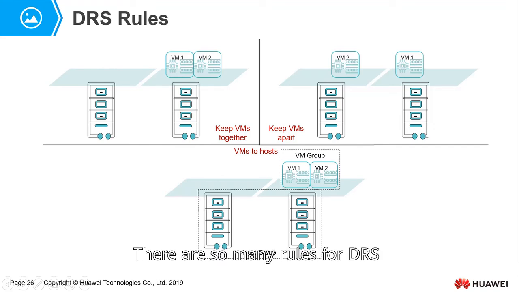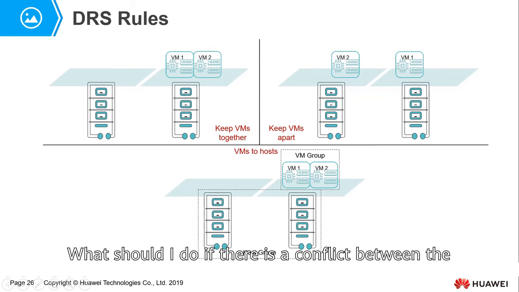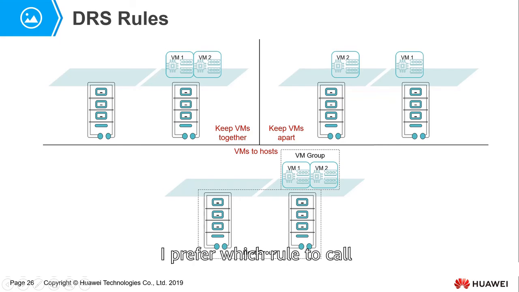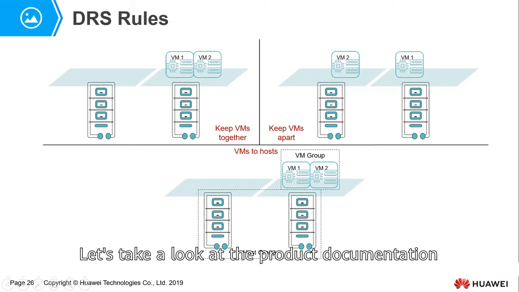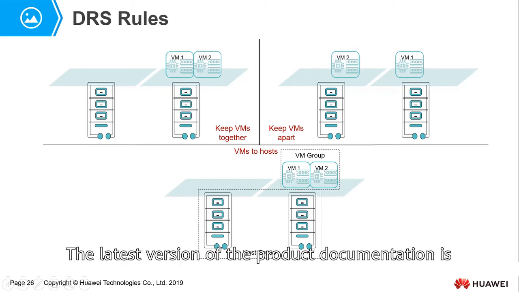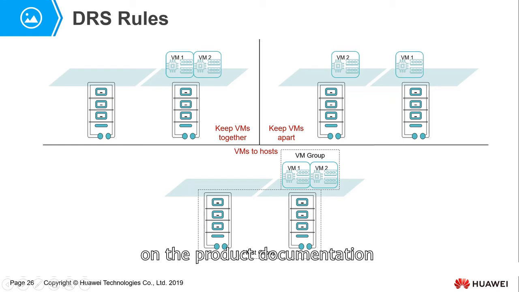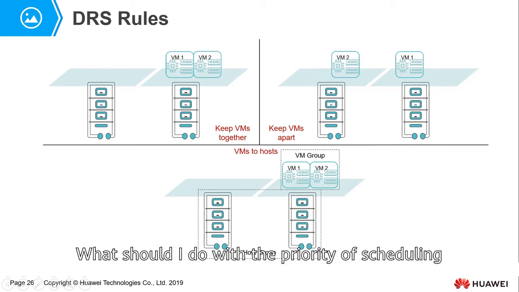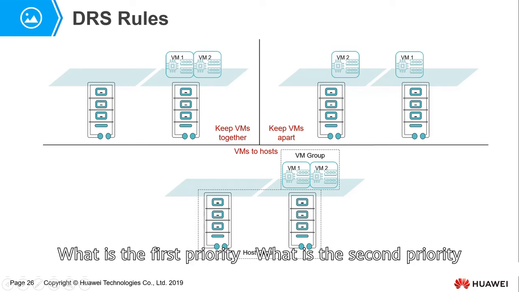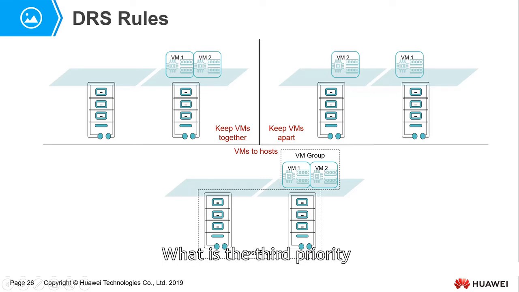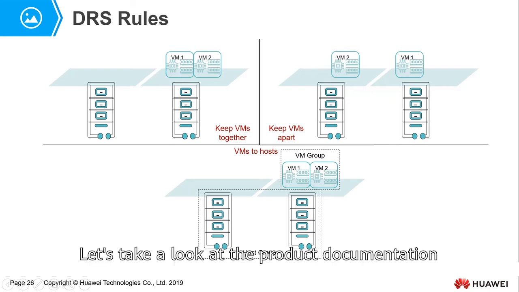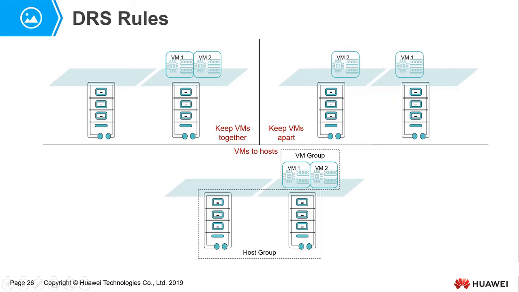There are so many rules for DRS, but there is a problem. What should I do if there is a conflict between the rules? Which rule takes priority? Let's take a look at the product documentation. The latest version of the product documentation clearly describes the configuration strategy and the priority of scheduling: what is the first priority, what is the second priority, and what is the third priority. Let's take a look at the product documentation.